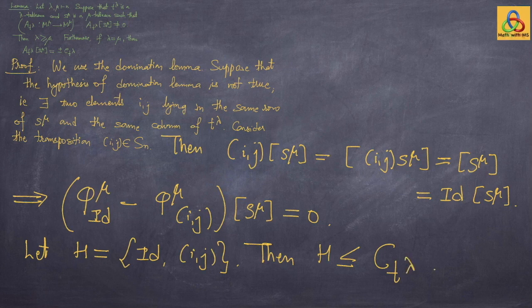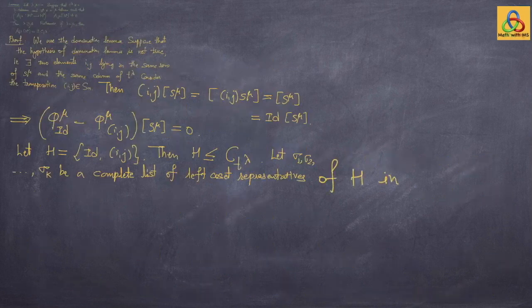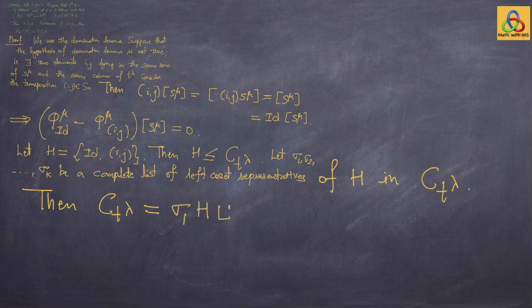Since our groups are finite, fix a set of left coset representatives of H in Ct lambda. So let sigma 1, sigma 2 and so on up to sigma k be a complete list of left coset representatives of H in this column stabilizer C of T lambda. I know that Ct lambda can then be written as the disjoint union sigma 1 H, sigma 2 H, and so on up to sigma k H. Then let us do this computation.